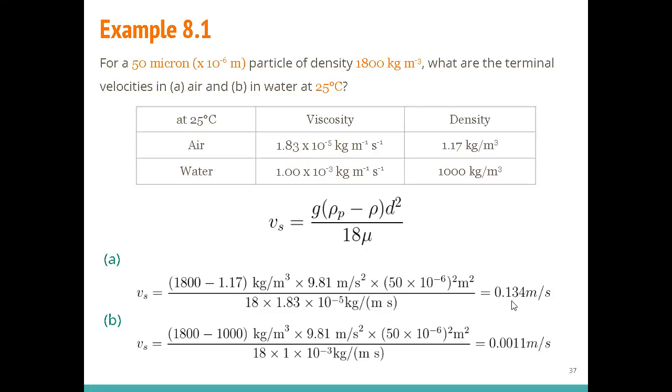You can see that the terminal velocity, if you use a settling tank with air inside, might be faster, right? This one is higher. This one is slower in the water, but this lesson is about water quality control, so it's very, very slow.